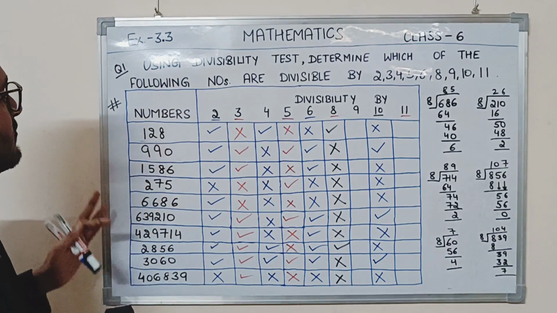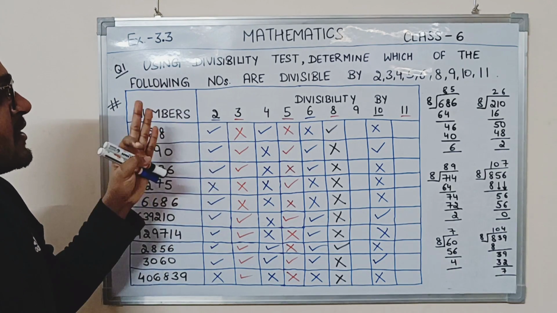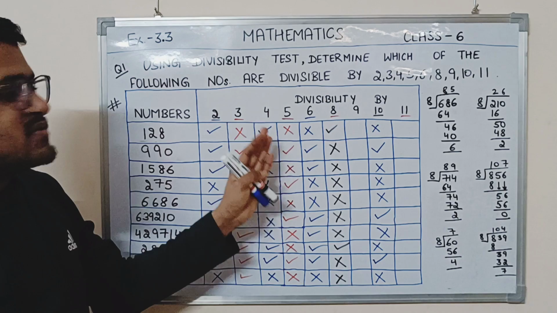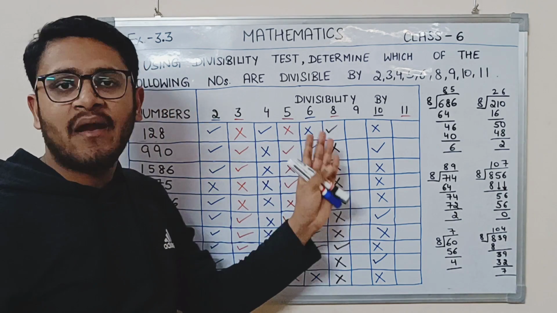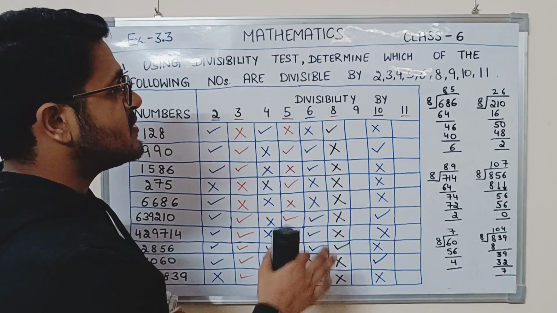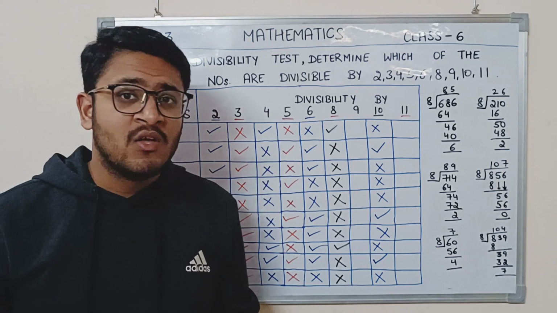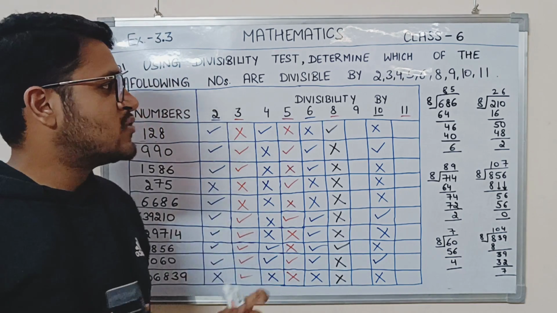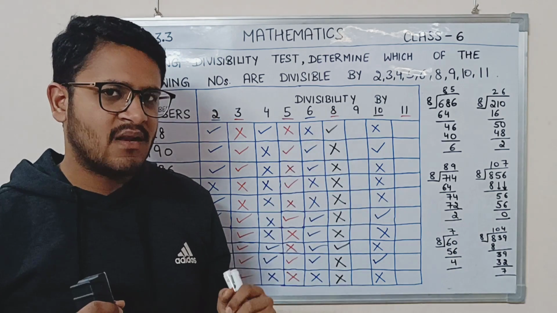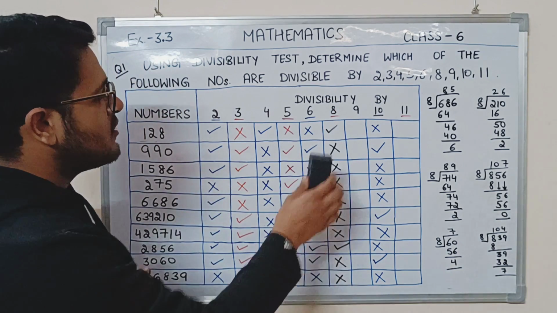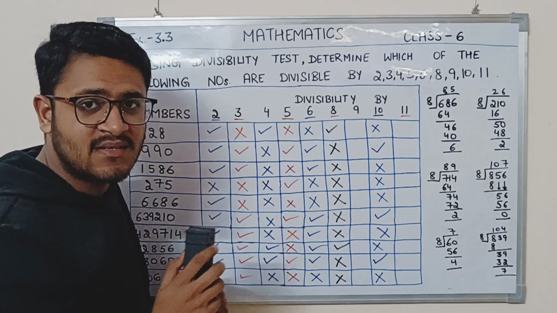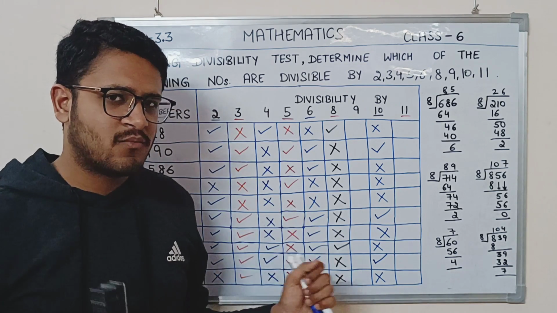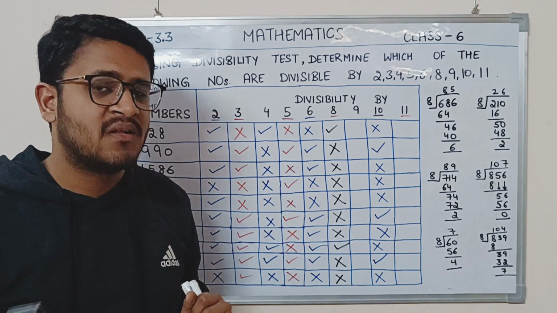Till now we have covered the divisibility by 2, 3, 4, 5, 6, 8 and 10. So we are left with divisibility by 9 and 11. For the sake of some space that we need to do the calculations for divisibility by 9 and 11, we will erase some of these parts, so that we can have some space on our board so that we can solve the examples easily.